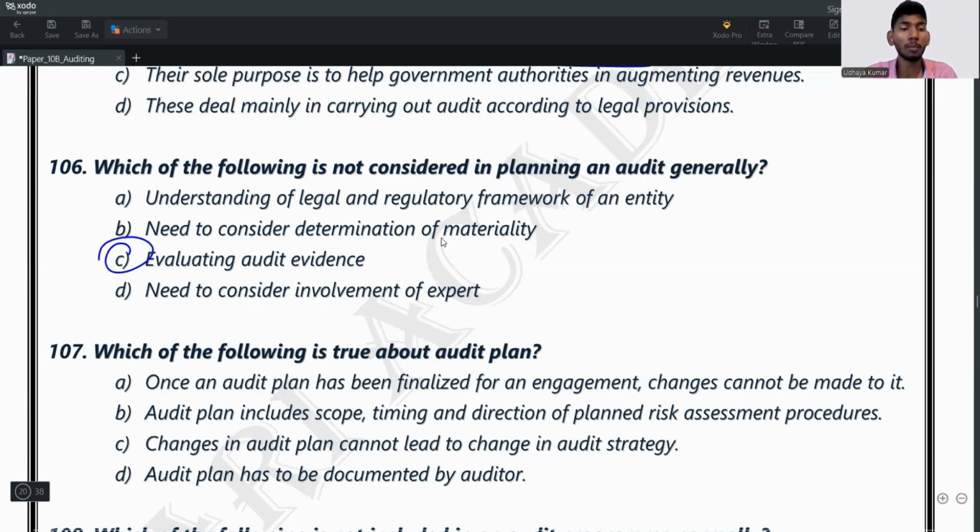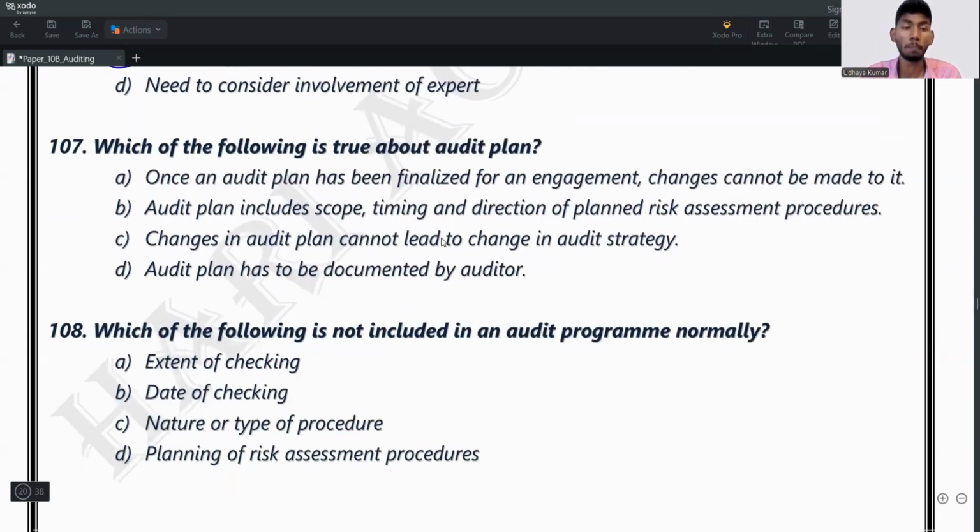Okay. So moving to question number 107. Which of the following is true about audit plan? Option A, once an audit plan has been finalized for an engagement, changes cannot be made to it. He's asking which is true. It is not true. It can be changed. Then option B, audit plans include scope, timing, and direction of the audit. It is also true about audit plan.